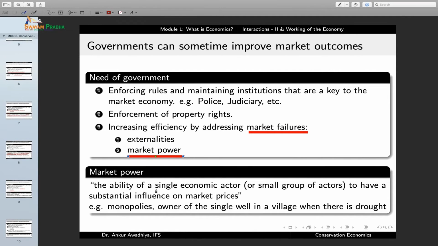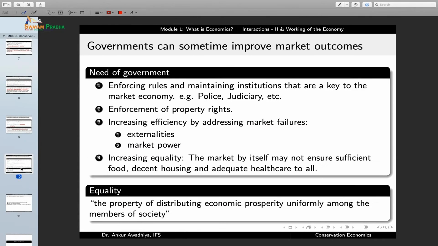So there are a number of things that the government can do in these situations where you have a single economic actor or a small group of actors that are having a substantial influence on the market prices. They're having such a huge influence on market prices that it is not to the benefit of the society and it is not an efficient way of allocating resources. So the government may break these market powers, the government may break these monopolies and increase the efficiency of the market. Another thing that the government can do is to increase equality.